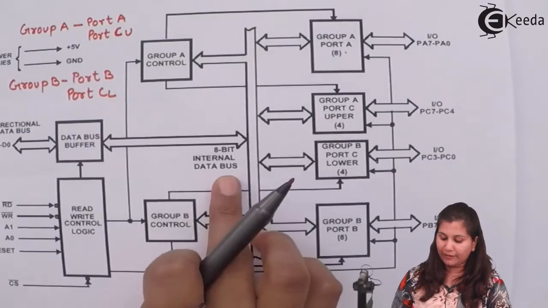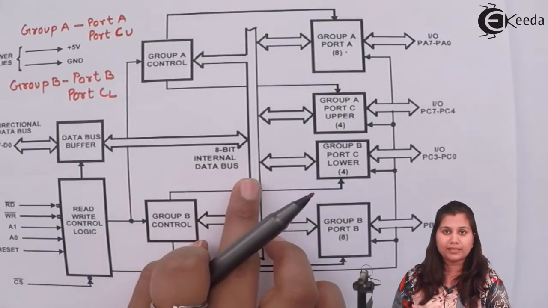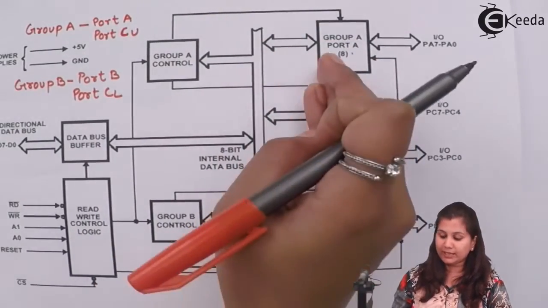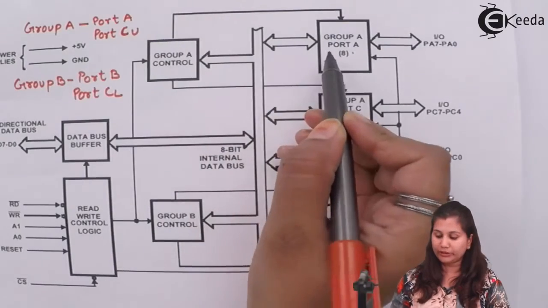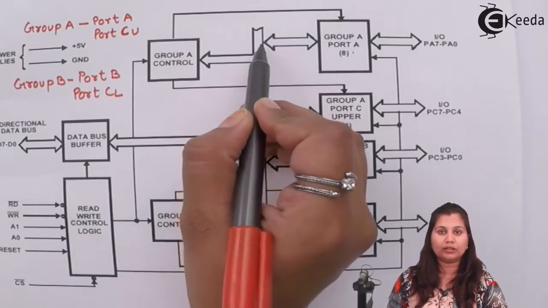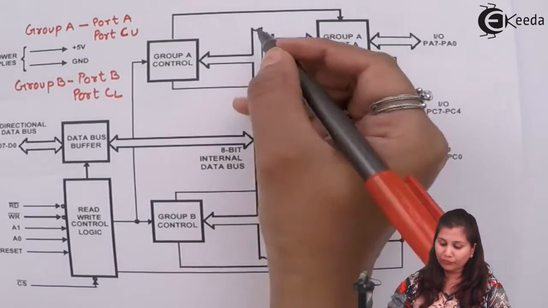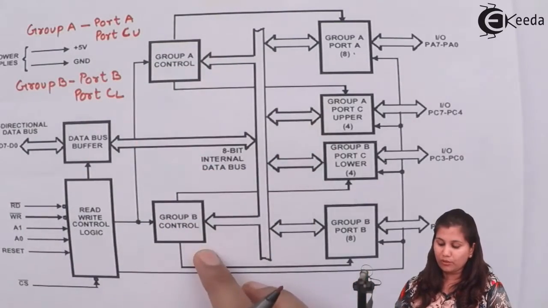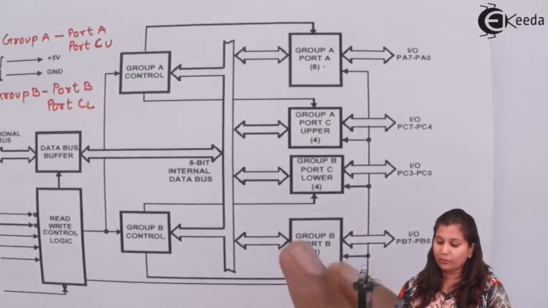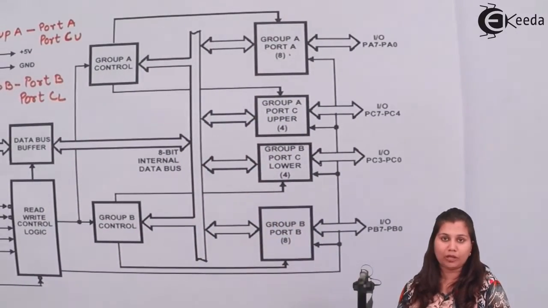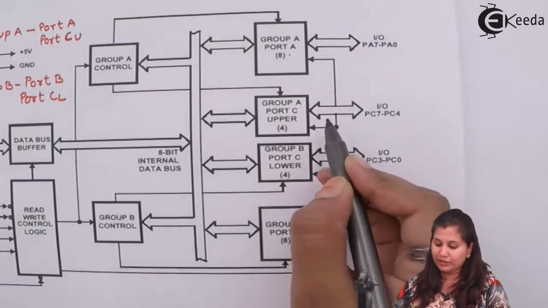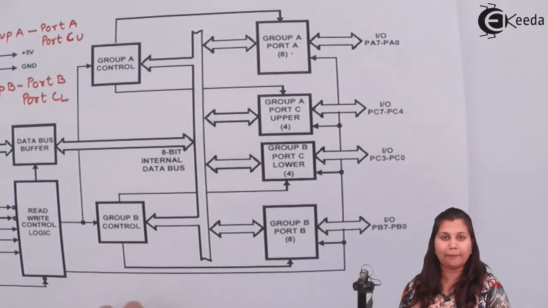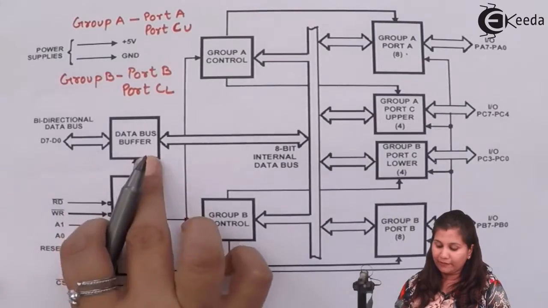Then we have an internal 8-bit data bus, and this data bus is connected to all the ports. The data can be read from the data bus, and also the data from the ports can be written on the data bus. So we have this 8-bit internal data bus which is connected with the controls and to all the ports. Now these ports can act as input output ports. So we have these bidirectional lines here showing that they can be used as input output ports depending upon the modes.